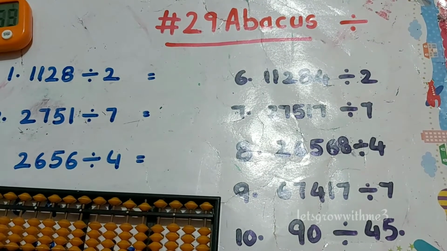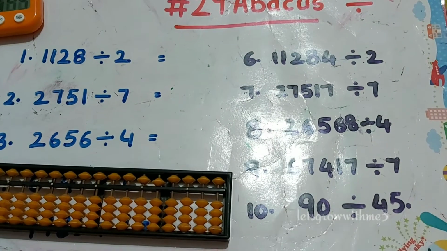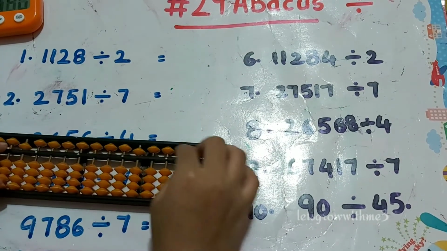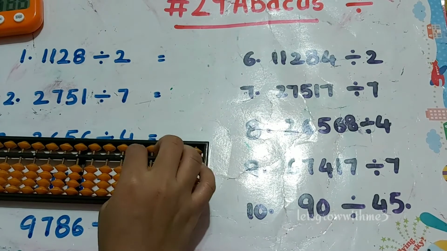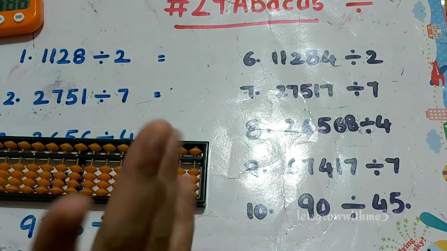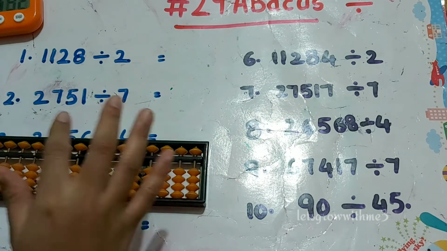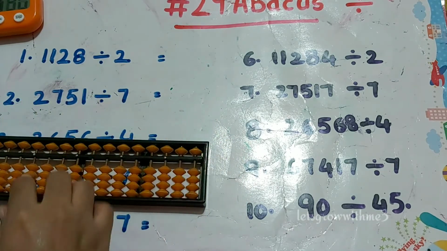In this video we are going to discuss the division method. Last class also we have seen the division method, but the number of digits we have taken is different. So here I am taking 4 digit divided by 1 digit and 5 digit divided by 1 digit. Let's start a few problems. The first important thing is where you are keeping your question on the abacus.